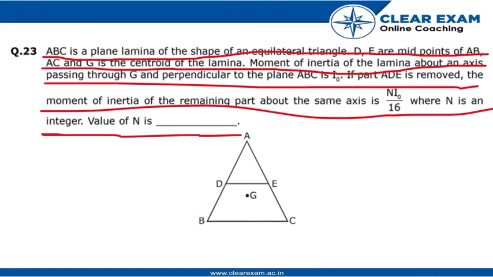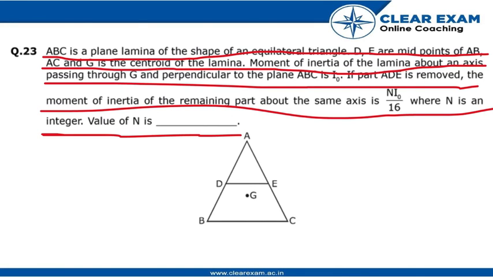and this is also equal to I0 upon 16. The inertia about ADE is equal to the inertia about BDE and EFC, and let this inertia be equal to I. Then 3 times I is equal to I0 minus I0 upon 16. That implies 3I equals 15 I0 upon 16. Then solving this equation we get I equals 5 I0 upon 16.